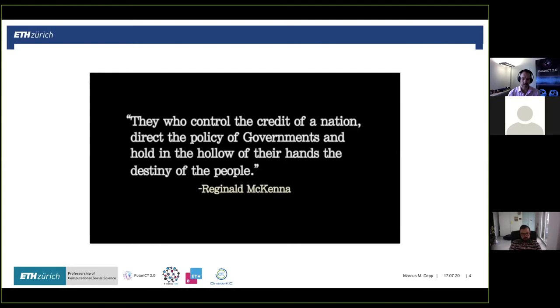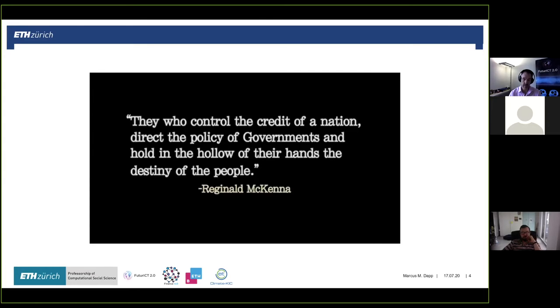Reginald McKenna was a finance minister in the UK approximately 100 years ago. "They who control the credit of a nation direct the policy of governments and hold in the hollow of their hands the destiny of the people." Although this is not the main point of my presentation today, I like to invite you to think about who actually controls our money system and why it's designed the way it's designed, and could it be any different?